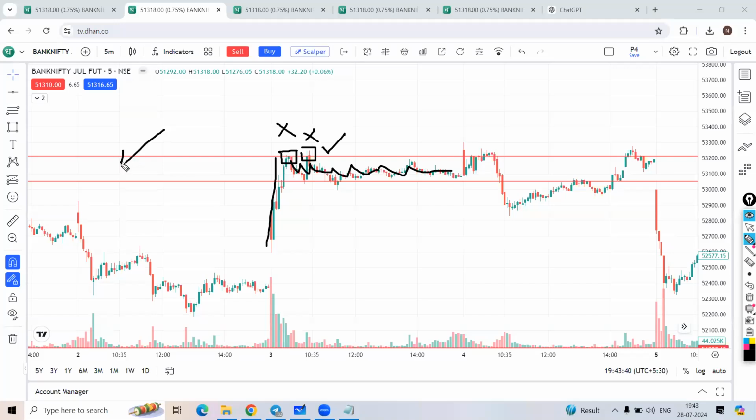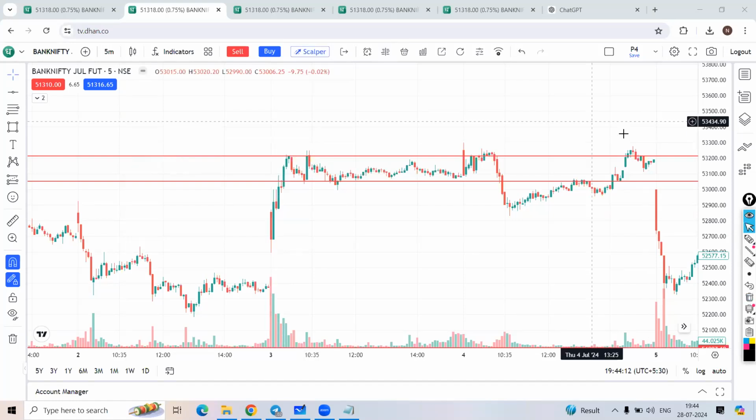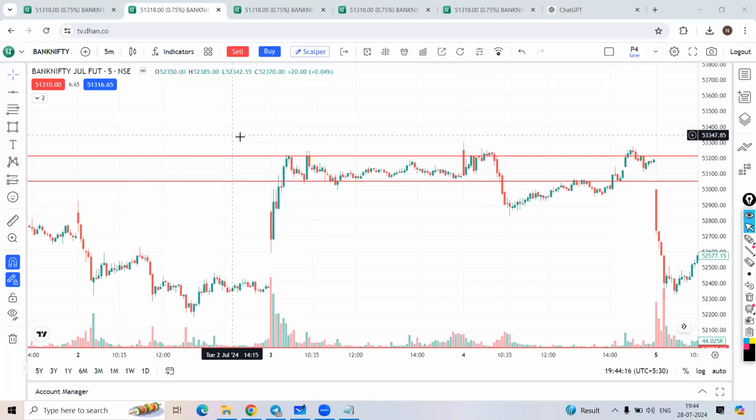First of all, anyone remember why this zone was marked? Let's test your focus skill. You are in the session listening to me. Because sir, I have already converted from 30 minutes to 5 minutes. What was the reason for marking this zone? Lower high formation in the 30-minute time frame. Yes.